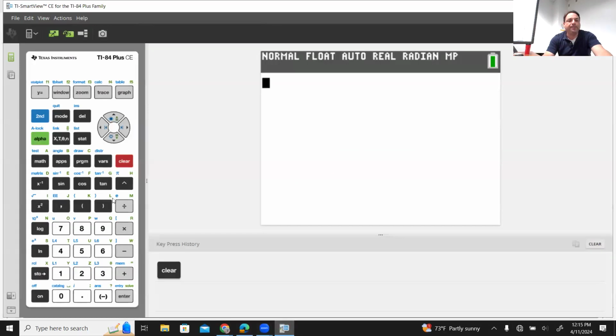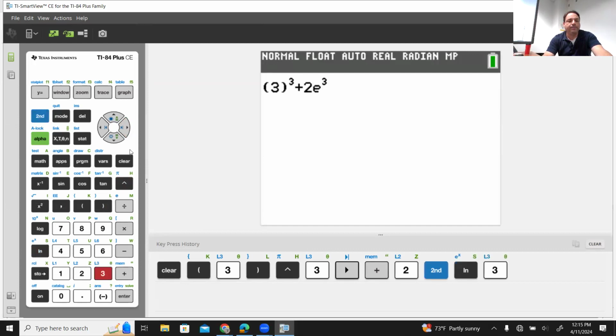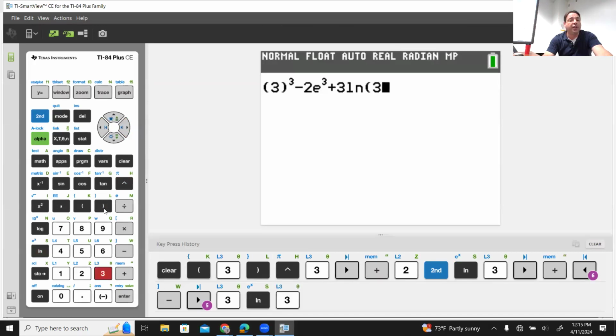So when I go to the calculator, I'm going to put in parenthesis 3 parenthesis raised to the 3 plus 2e to the 3 plus 3. Oh yeah, thank you. Minus. Thank you. Minus plus 3 ln of 3. Again, I'm not putting absolute value of 3. You can. It's in the calculator, but absolute value of 3 is 3, right?